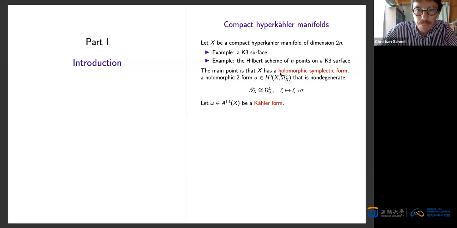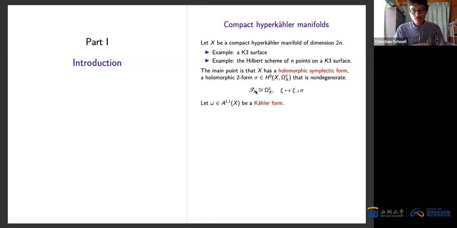What this means is that at each point, it gives an identification between the tangent space and the cotangent space at that point. And globally, it gives an identification between the tangent sheaf and the cotangent sheaf. And this works as follows. If I have a tangent vector field, I can contract it with this 2-form to make a holomorphic 1-form. And that maps by an isomorphism.